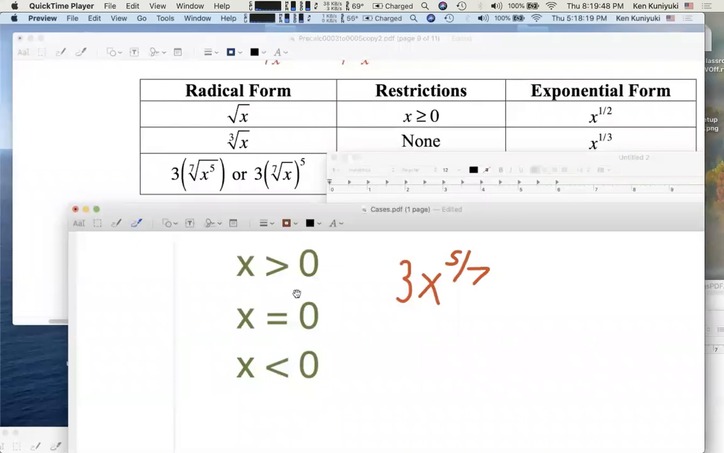Well, let's look at these 3 cases. If x is positive, any trouble there? You might want to look at the radical form. Well, the 5th root of a positive number is positive. The 5th power of a positive number is positive, and the 7th root of a positive number is positive, real. So we're good there.